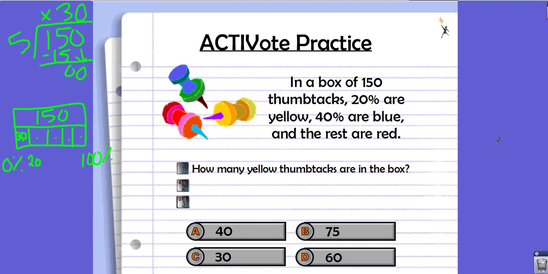Now let's see what that looks like with a proportion. So on my proportion, I do not know my part. So I'm just going to put the variable x so that I can hold the spot there for that number. For my denominator, I know the total amount, my whole, is 150. And I know that I'm looking for 20% out of 100%.